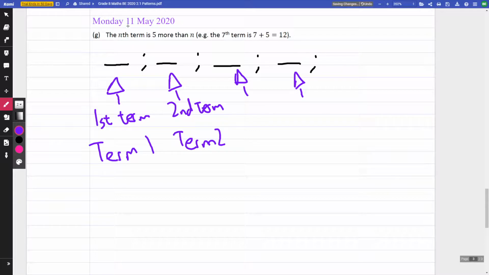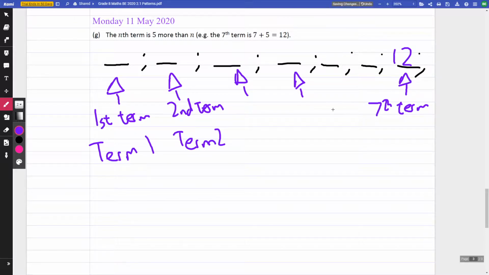The nth term is saying any term. So any term that you choose in this sequence is 5 more than the term number. By way of example, if we went 4, 5, 6, 7, and we continued that, they're saying that this term over here is the 7th term, right? Let's check that. 1, 2, 3, 4, 5, 6, 7. Yes, I can still count. So this is the 7th term, and therefore it's 7 plus 5 is 12. So this one here must be 12.